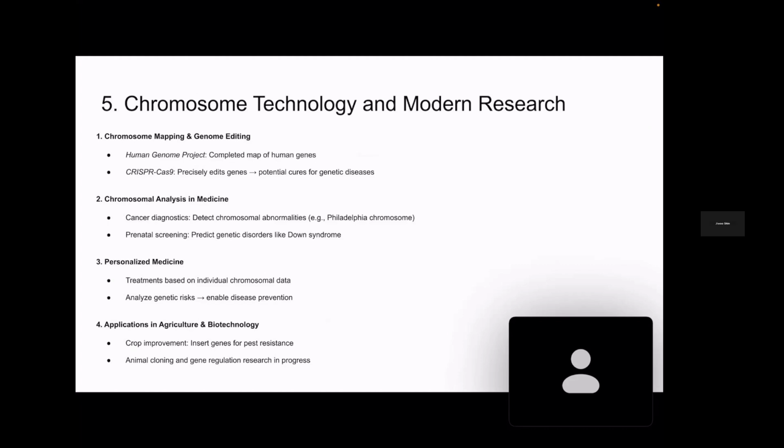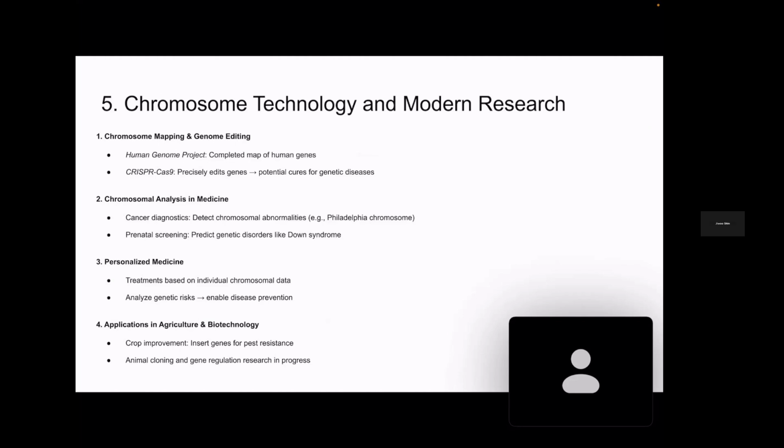This has huge potential for treating genetic diseases. Second, chromosomal analysis helps in medical diagnostics. For example, detecting cancer-related abnormalities or predicting genetic disorders during pregnancy. We also see advances in personalized medicine, where treatments are tailored based on a person's genetic profile.